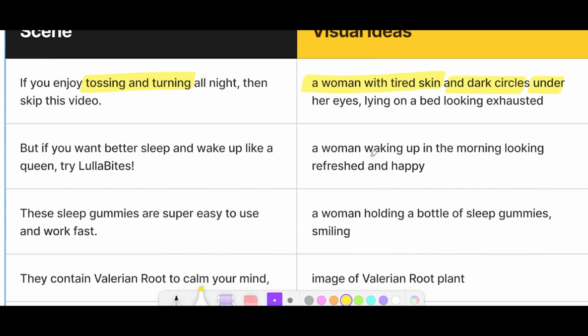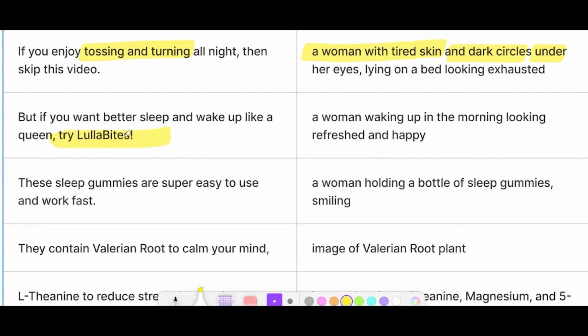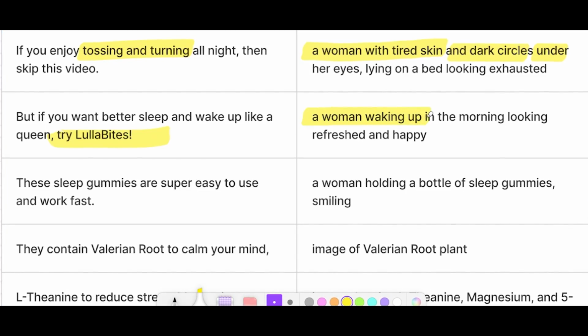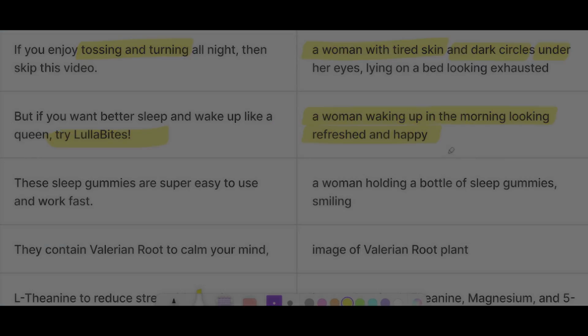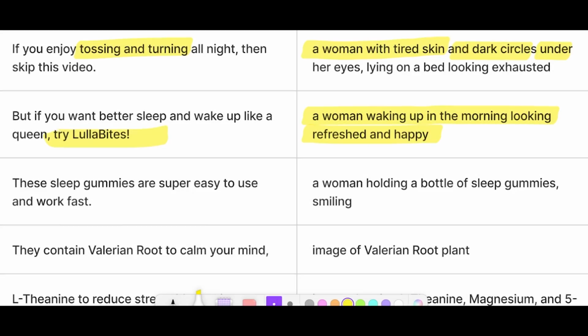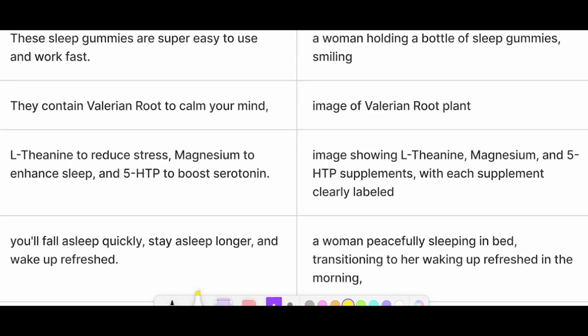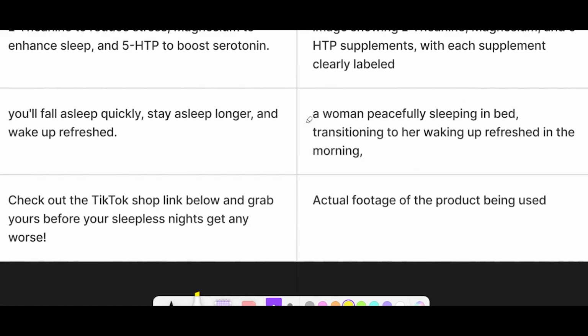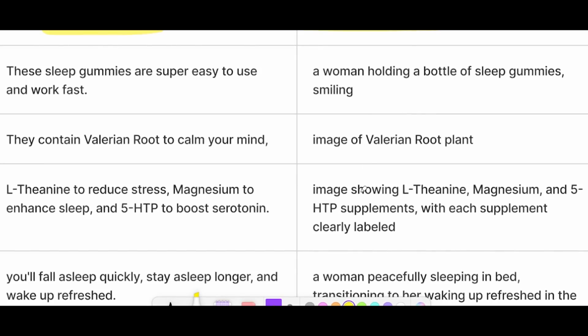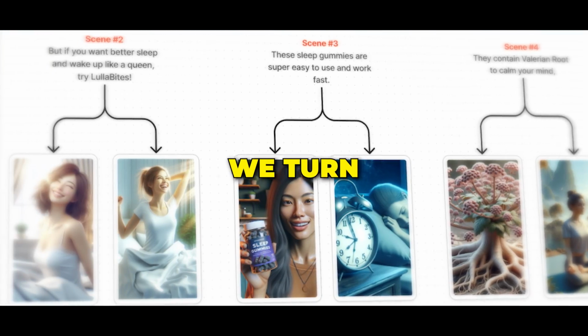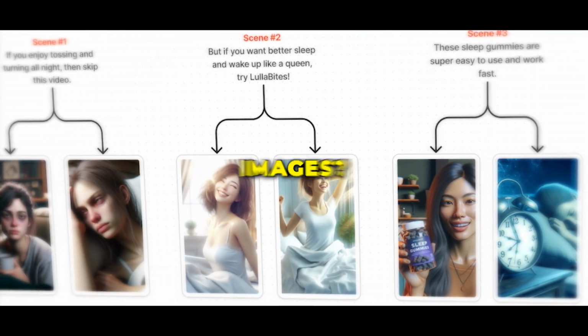The second scene introduces the product and its benefits. So an image of a woman waking up in the morning looking refreshed and happy would be a great fit. So simply go through the script and come up with visual ideas for each line, just as I'm showing you here. But the question is, how can we turn these ideas into actual images?